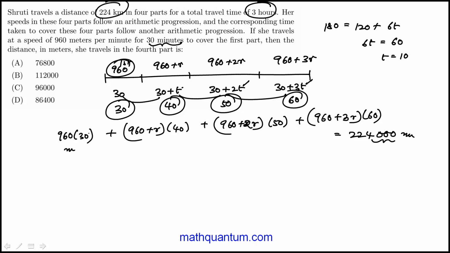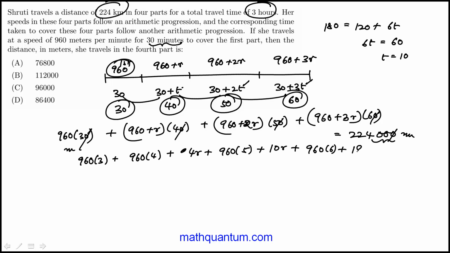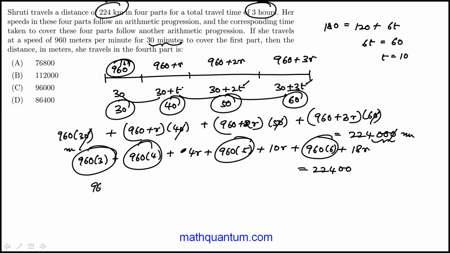And we can divide by 10, just to kind of make this a little bit more manageable. 960 times 3. This will be 960 times 4 plus 4r. So I'm keeping the 960 right now, not doing the actual multiplication, because I'll factor and then simplify it. And then 22,400. So then if we look at these terms, if I factor 960, we get 3 plus 4 plus 5 plus 6. And then the r terms would be 14r plus 18r, 32r.